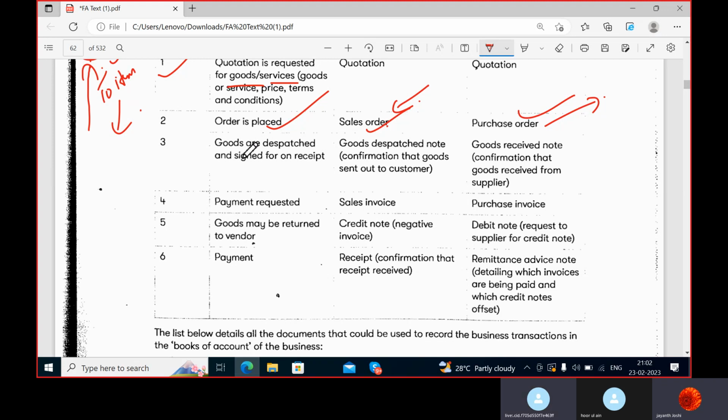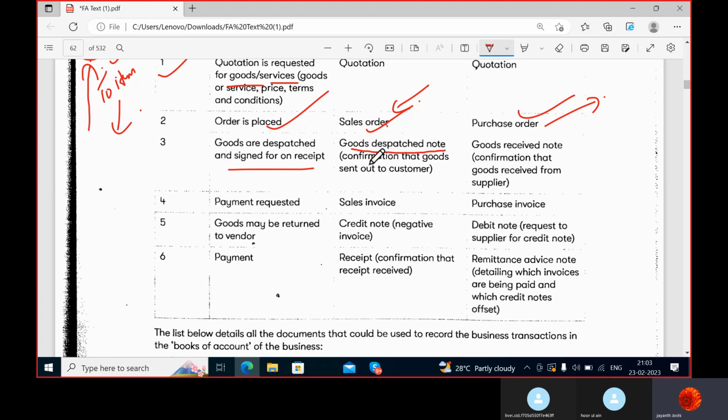Yes. So goods are dispatched and signed for on receipt. Suppose Hamsika is buying some goods from me, so what will I do? I will dispatch the goods to Hamsika. When Hamsika gets the goods, she will sign the receipt. That means she'll sign a form that she has received the goods. That will give confirmation to me that you have received the goods, correct? Yes or no? Yes, sir. So that particular confirmation form or copy is nothing but the goods dispatch note. So goods are dispatched and signed for on receipt.